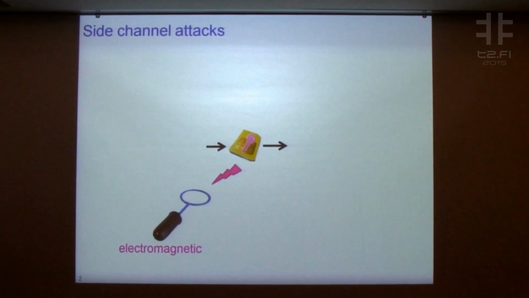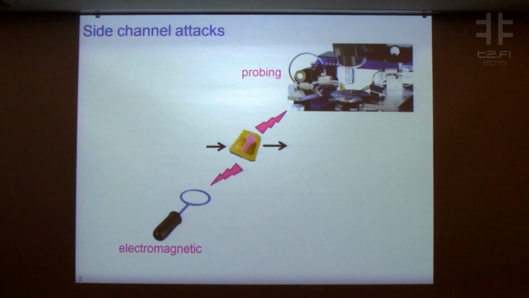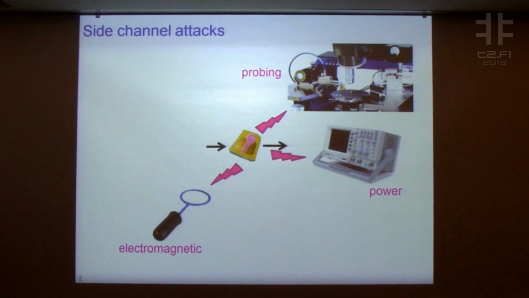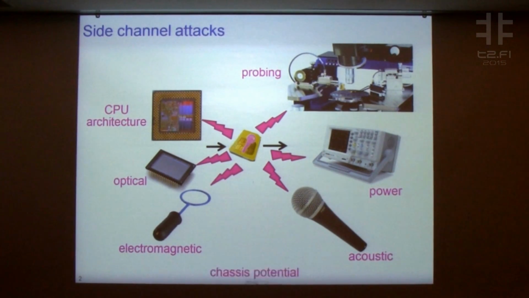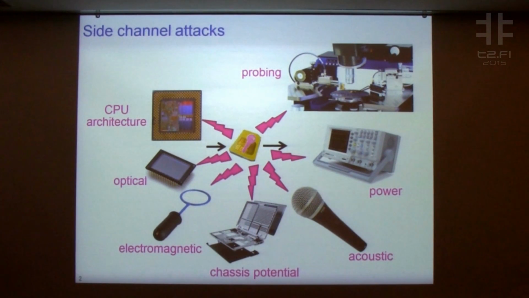For example, we can try to measure the device's electromagnetic emanation or probe the device and see what's inside it. We can try measuring the device's power consumption or see if the device has some optical emanation. Or we can go and look for some architectural vulnerabilities such as cache attacks. In today's talk, I'm going to show you that we can use the noise emitted by your computer or the chassis potential, namely the box that holds your PC in one piece, in order to extract secret keys from your laptop.